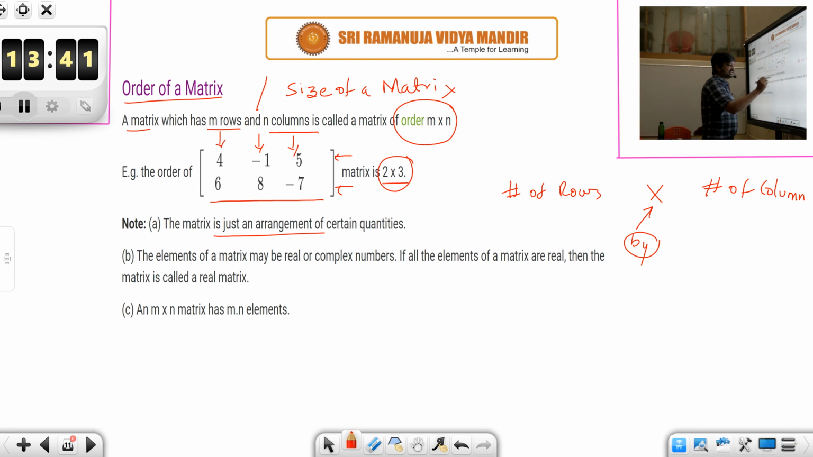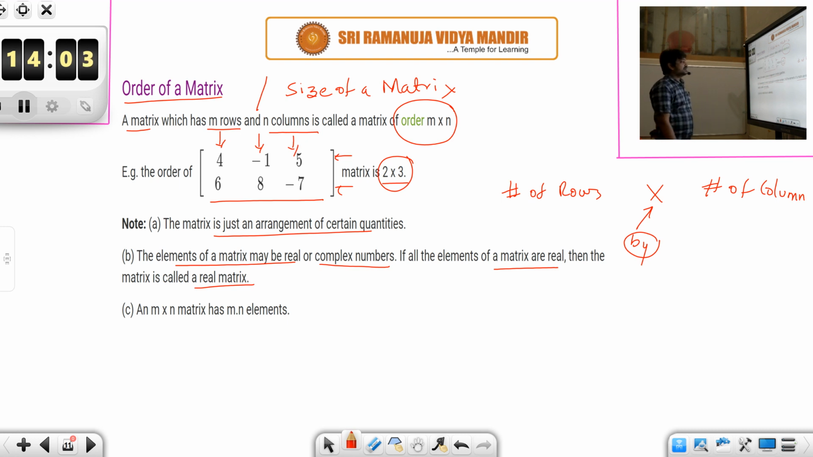So the matrix is just an arrangement of certain quantities. The elements of a matrix may be real or complex numbers. See these elements, here we are showing them by different real numbers. Even complex numbers can take the place of these. If all the elements of a matrix are real, then we'll call this a real matrix.